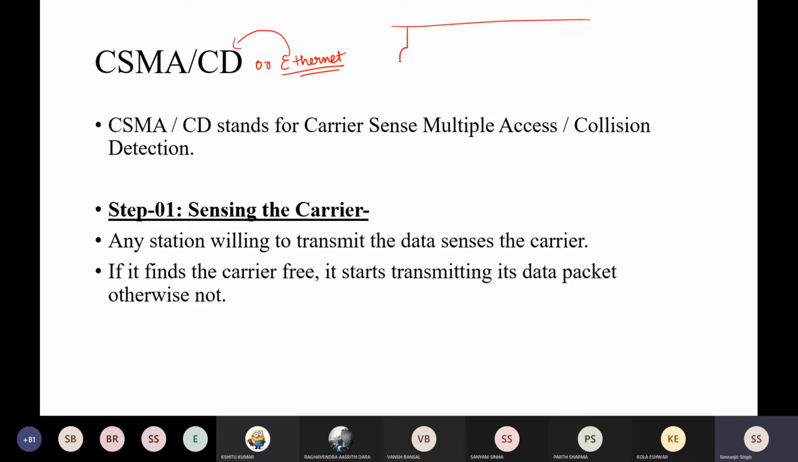Carrier sensing. Suppose this is your station. Carrier means your link, so every station is continuously sensing the link. Multiple access means there are 4 stations, and everybody can access the link at any amount of time. Collision detection, now this is the main feature.